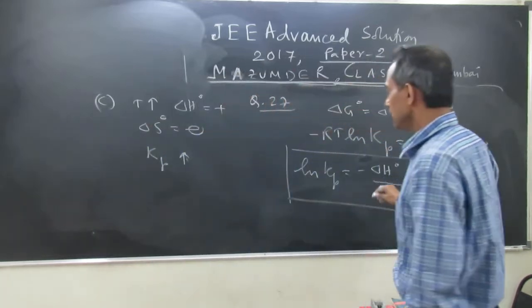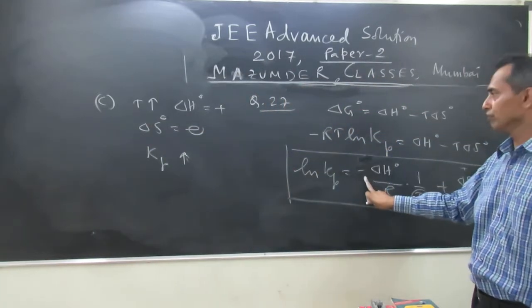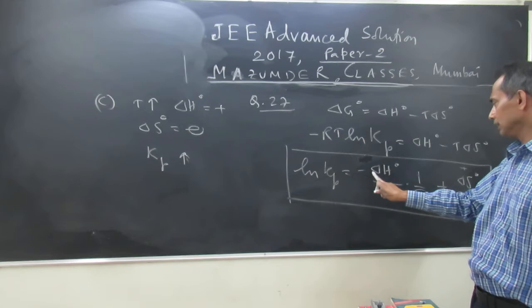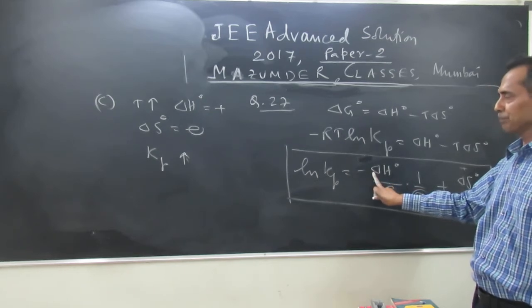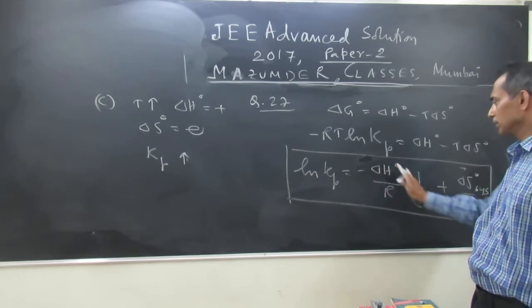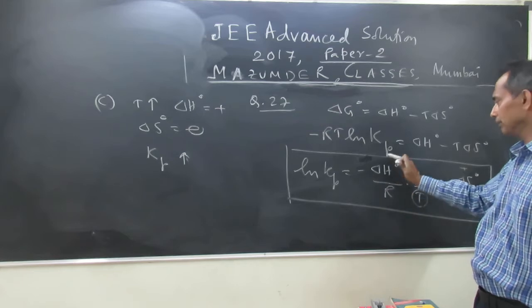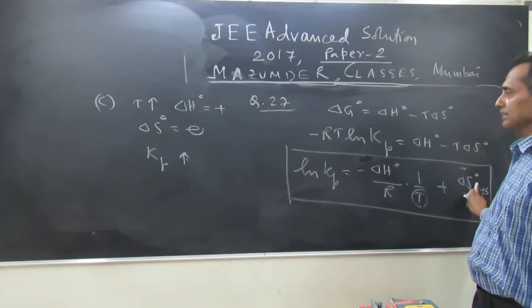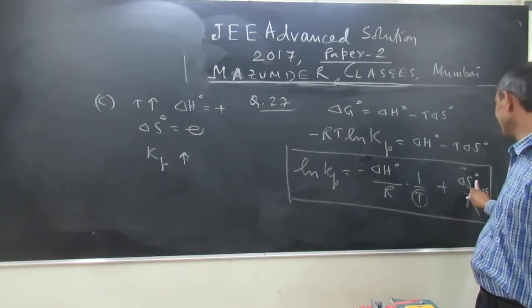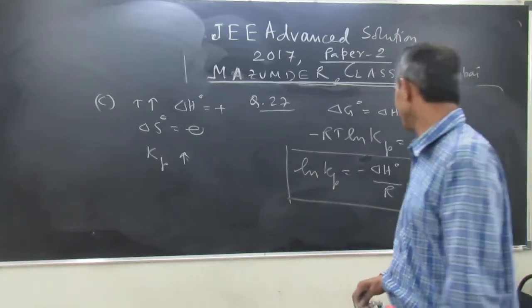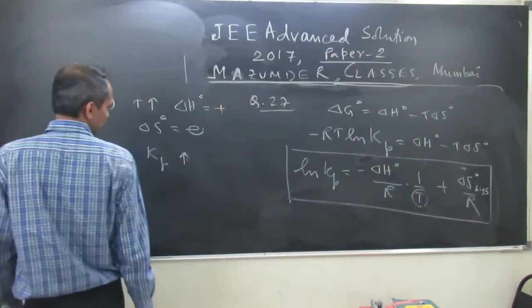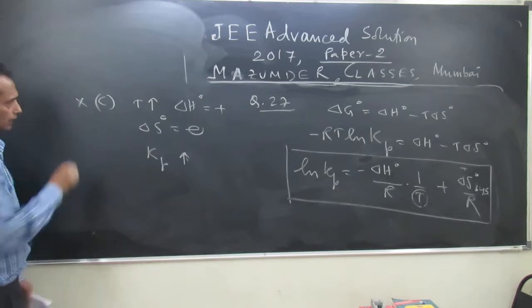Now again over here delta H naught is positive, so over negative, and T increases. That means what? If negative, then obviously with increase in temperature this value reduces, negativity reduces, and delta S naught is also negative. So negative and negative, both are negative, will cause Kp to basically decrease. So C is not the correct answer.